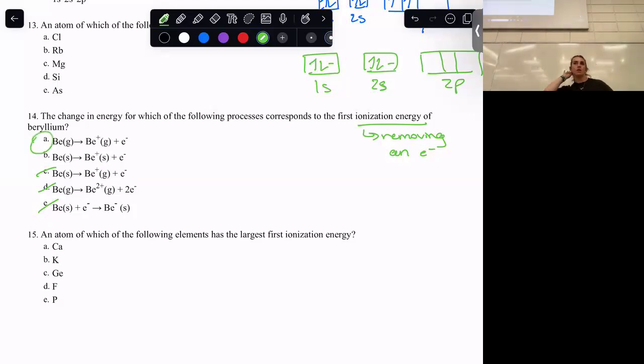That's the opposite of ionization, where you're getting it from. Electron affinity. Yes. Any other questions on 14? Yes, ionization energy, it has to be a gas in order to remove the electron.